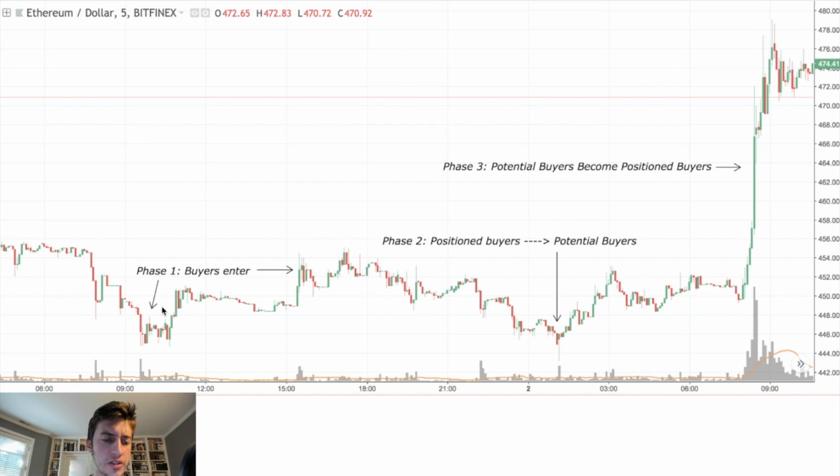Imagine this first phase as we get phase one, where buyers begin to enter the market. We see volume spikes up here, as the majority of them likely bought in here, indicated by volume. And some of them may have bought down here as well. And then after this occurs, we see that as price goes down, price goes slightly below the low here, low being at 445 on Ethereum. Price goes down to 443.